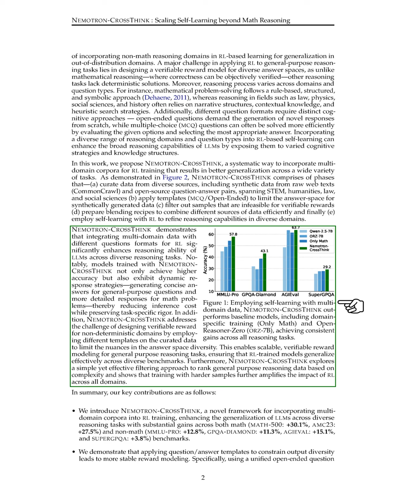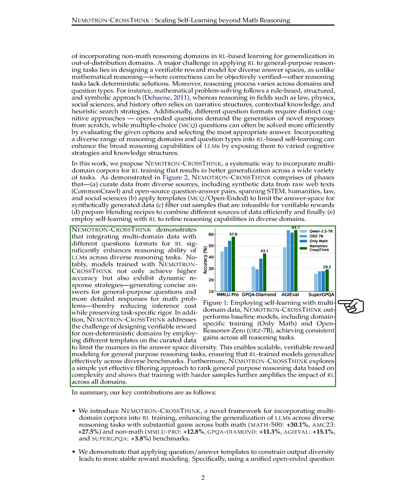NEMOTRON-CROSSTHINK shows that combining multi-domain data and different question formats significantly boosts LLM reasoning abilities. Models trained with our method not only achieve higher accuracy but also adapt their responses based on the question type, leading to more efficient inference. We also tackle the challenge of creating verifiable rewards for non-deterministic domains by using templates to manage answer diversity. This allows for scalable reward modeling in general reasoning tasks.